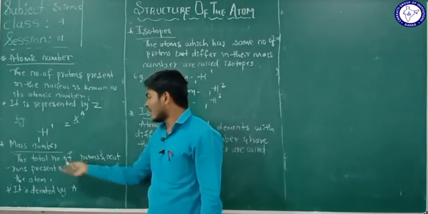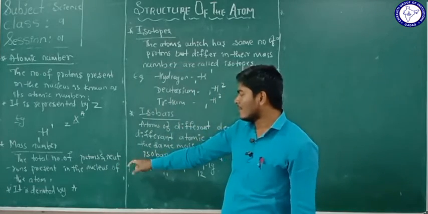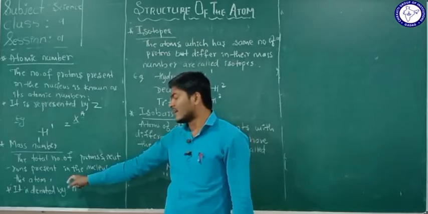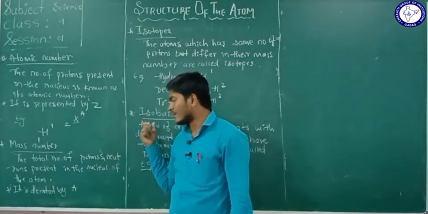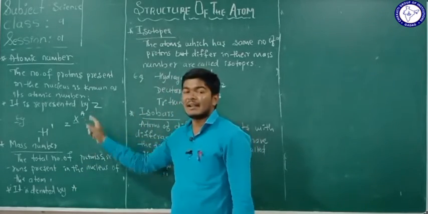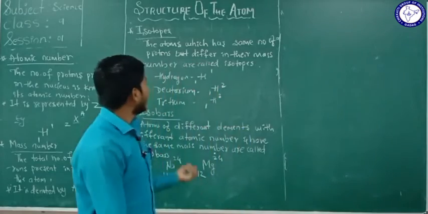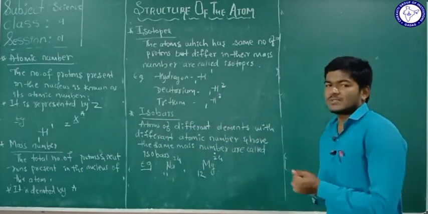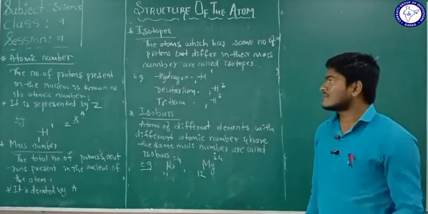So what is mass number? The total number of protons and neutrons present in the nucleus of the atom is known as the mass number, and it is denoted by the letter A. Then we are going to learn what is meant by isotopes, the main important concept here.